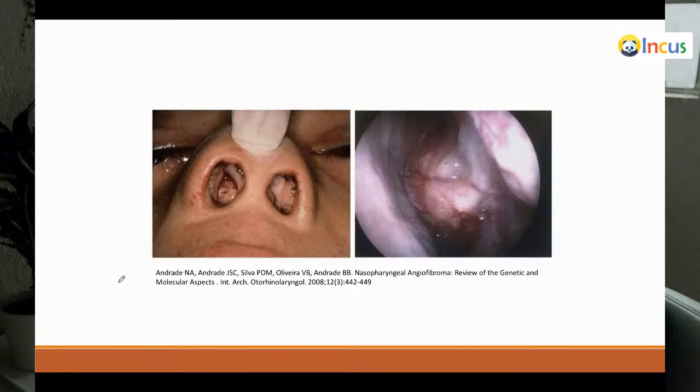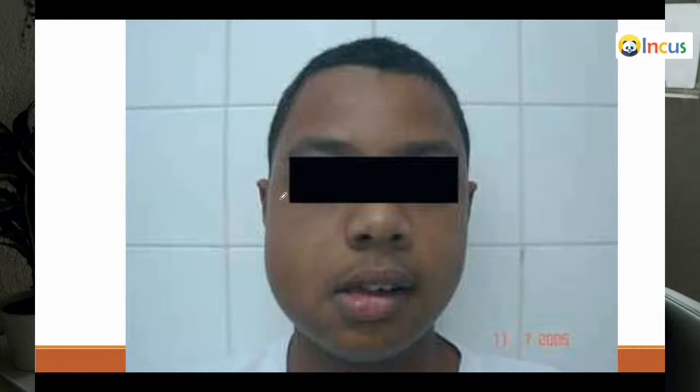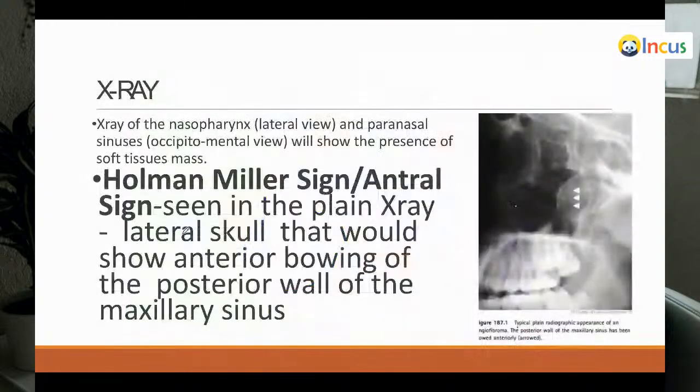So this is how you can see, in case of the nasopharyngeal angiofibroma, how you look at it endoscopically, and the gross appearance of how it is. And this is how it looks, like a mass lesion with expansion of the typical frontomaxillary area. Frog face is what you typically need to remember.